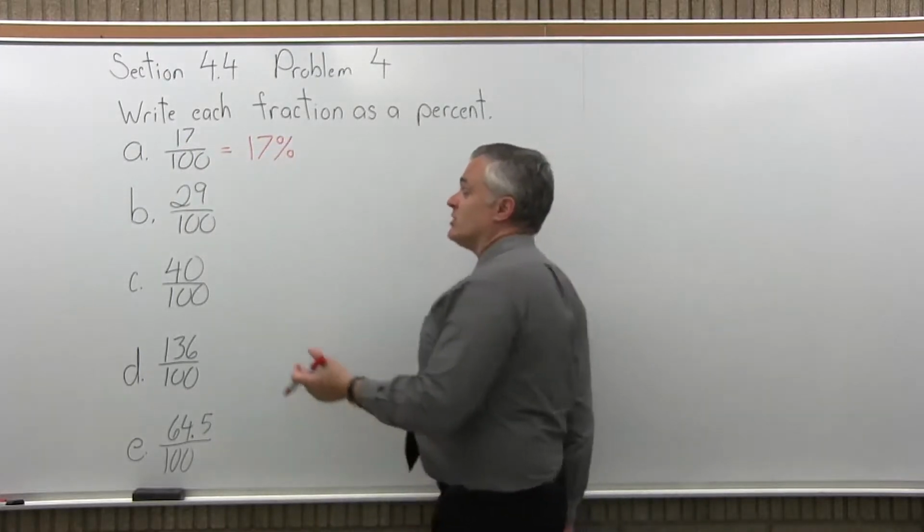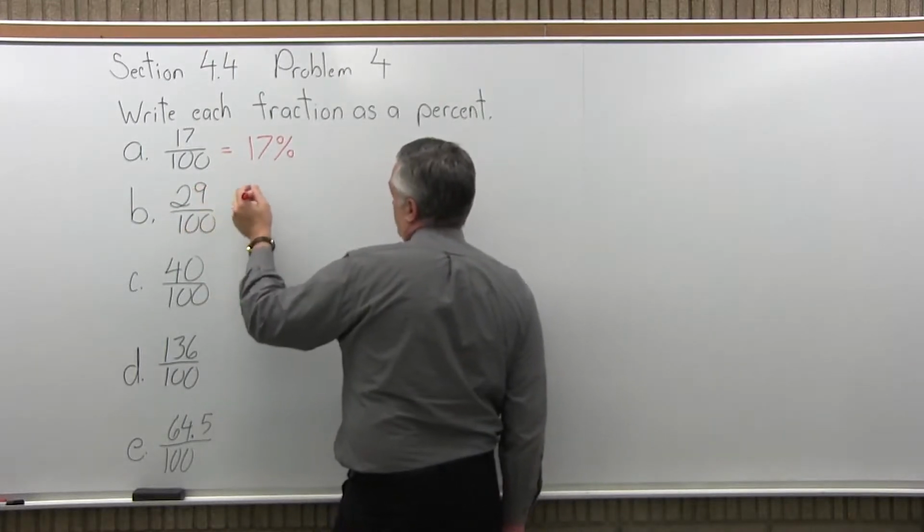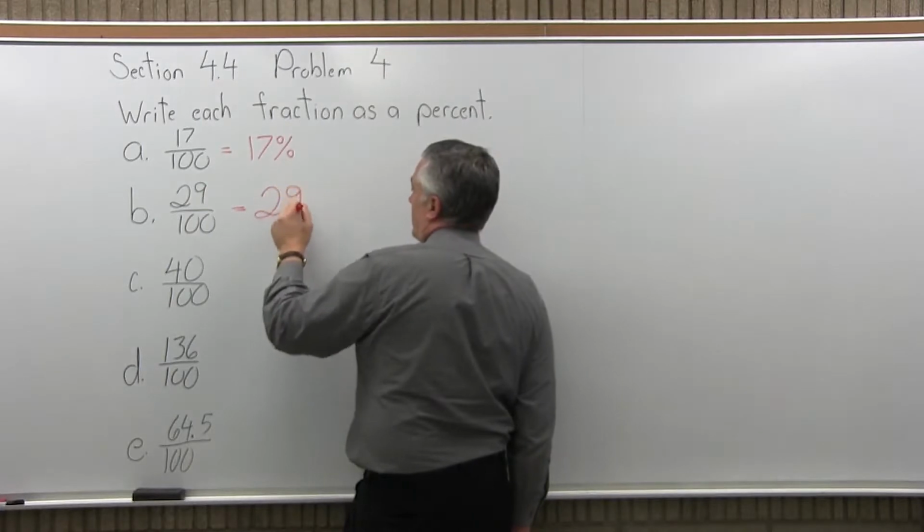Part B, same thing. When the denominator is 100, the percent is whatever the numerator is. So 29 over 100 is 29%.